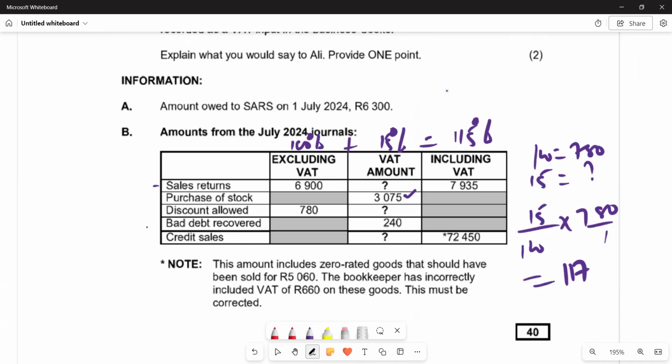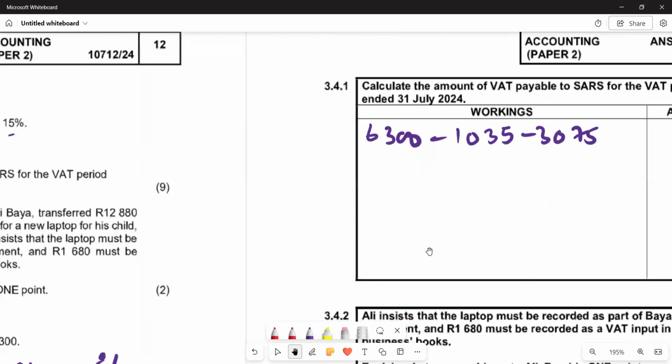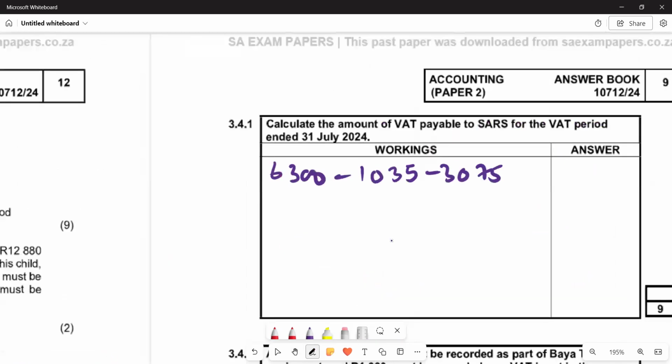So we've got 117, which we are saying is going to be VAT input. So we are going to show it as a negative. So we are saying negative 117. So I will go to the next item to see what we have.